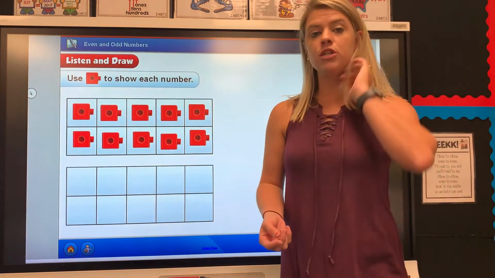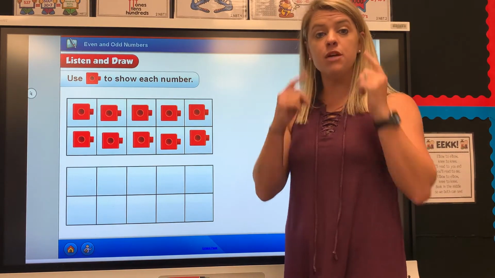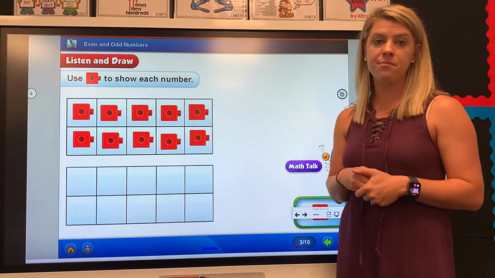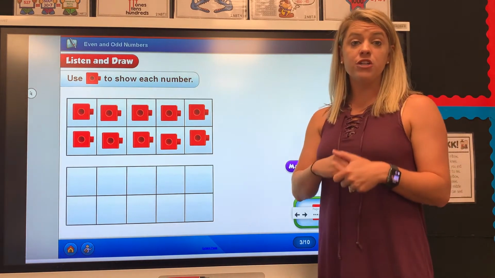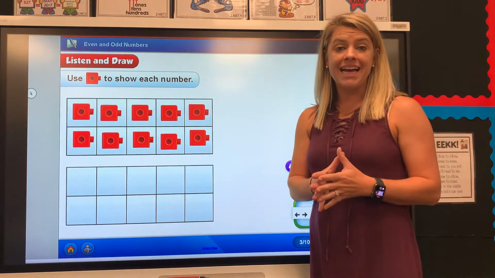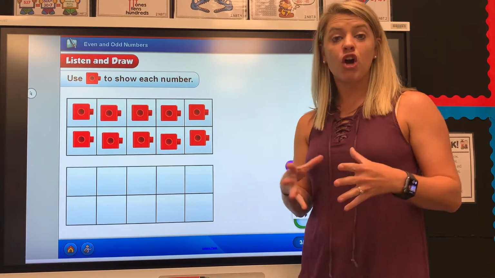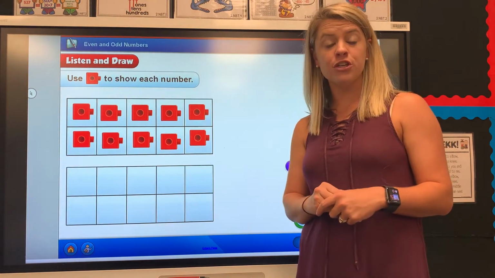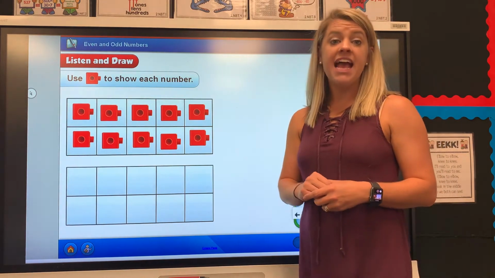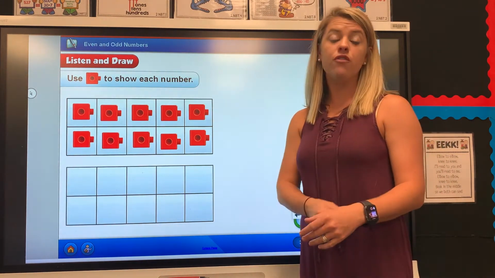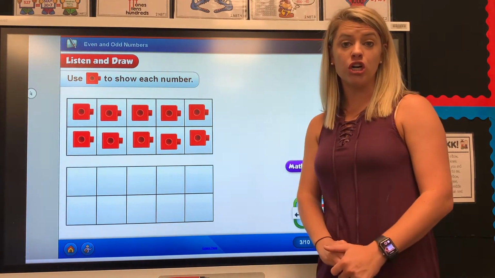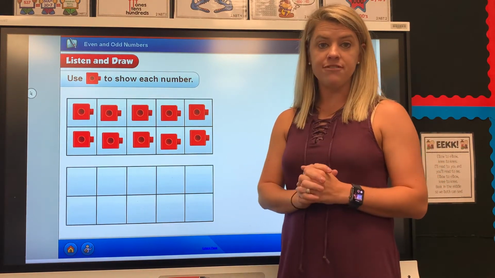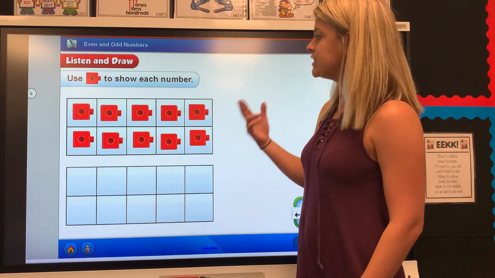The first thing I want you to do is to listen to the problem that I read, and then we will count out some linking cubes together, okay? My first problem is, Becca has 8 cars, and she wants to put them in pairs on a shelf. Is it possible for Becca to put 8 cars in pairs? Okay, so the first thing we have to do is count out 8 cubes.